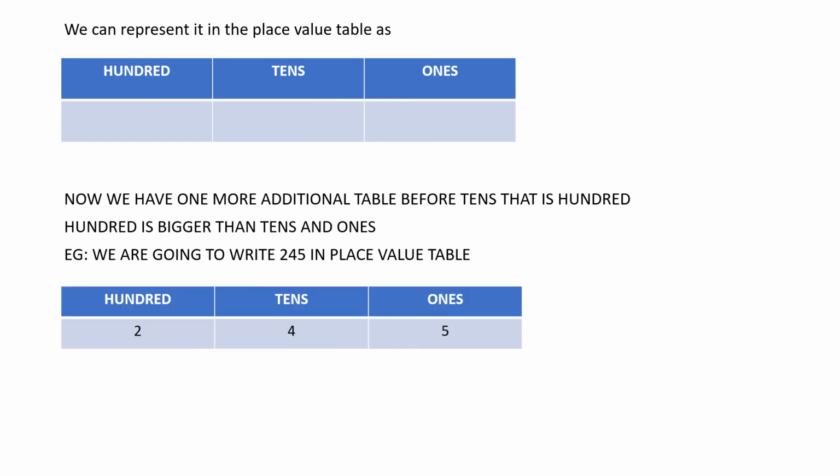Now you see in the ones column we have written 5, that is, 5 ones are there. In the tens column we have written 4, that means there are 4 tens, that means 40. And also in the hundreds column we have written 2, that means 2 hundreds are there. Therefore there are 2 hundreds, 4 tens and 5 ones.